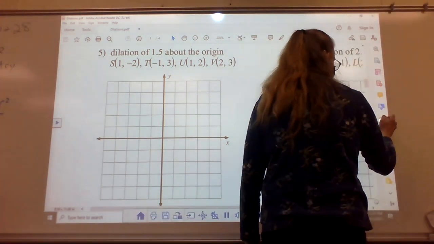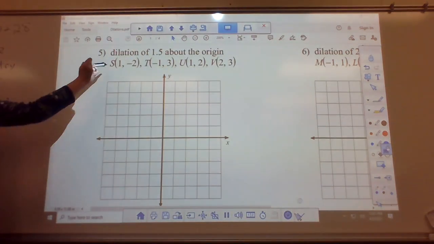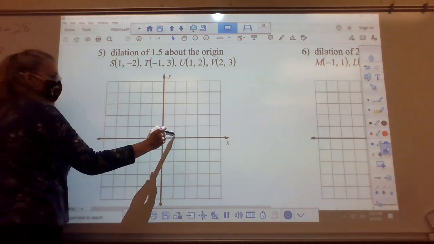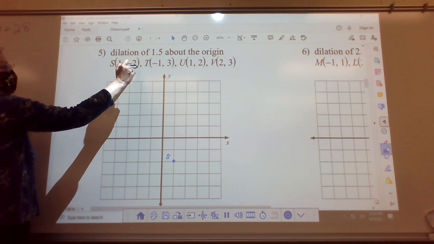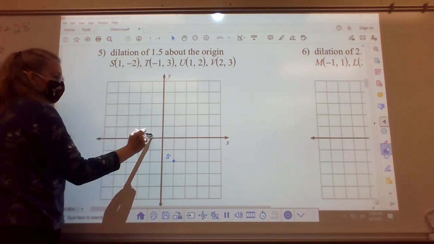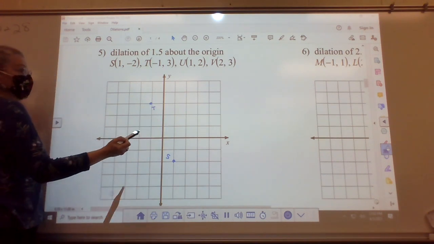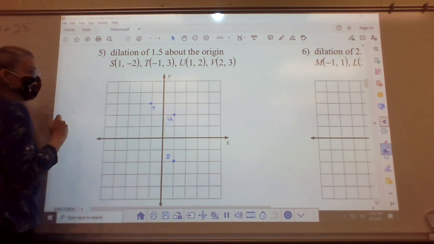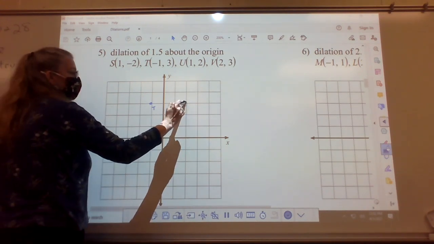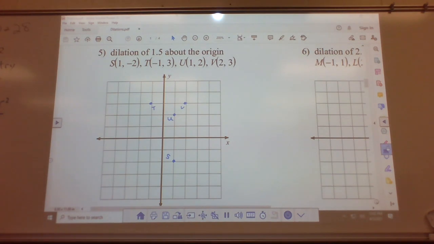So I'm going to do the original in blue. So the original, I'm just going to graph all the original. S was 1, negative 2. There's my S. T was negative 1, 3. There's my T. U was 1, 2. There's my U. V was 2, 3. There's my V. So all I do is I graph the original.